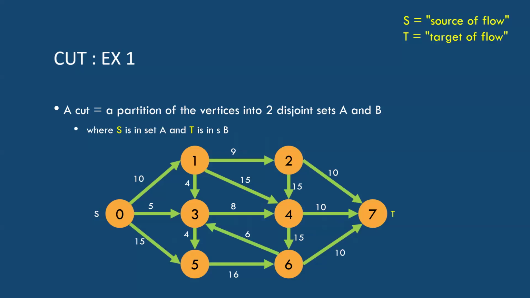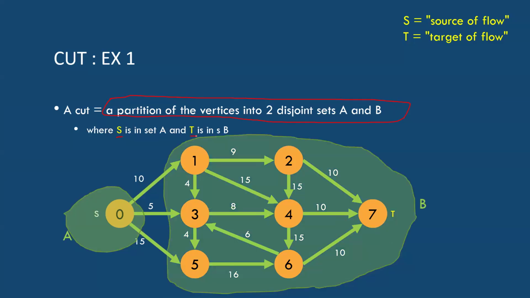So first off, let's talk about what a cut is. A cut, especially in graph theory, is basically about taking a bunch of vertices in the graph and sorting them into sets A and B, where the source is in one set and the target is in another. S and T is traditionally what we use for source and target. So this would be one cut. Cut number one is putting 0 in the source island and everything else in the target island. We'll just call those islands A and B for the moment.